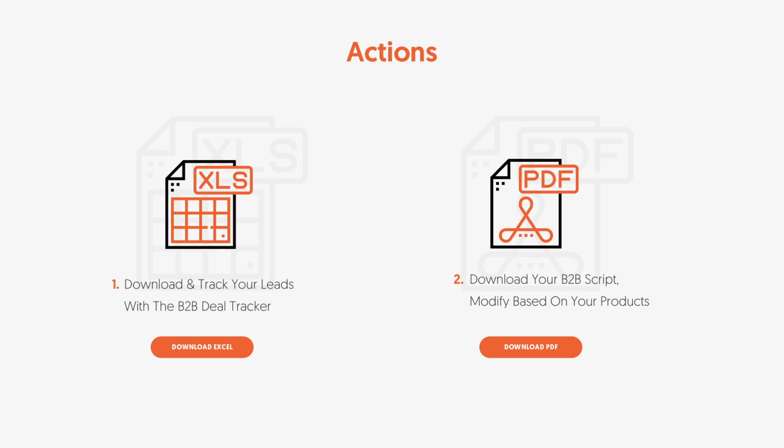Last minute action items for you, go to neilpatel.com/training, click on LinkedIn Unlocked. This is week 1, the last video lesson in there, and underneath the video you'll find 2 action items. I want you to download and track your leads with the B2B deal tracker, and I want you to download your B2B script and modify it based on your products or services.